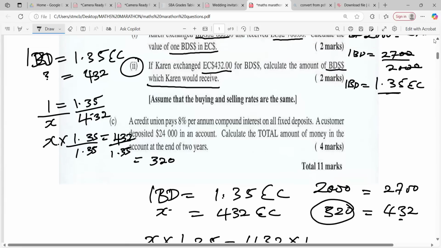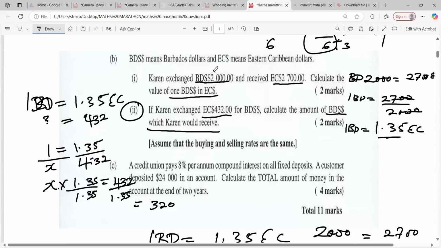All right. It said 1 Barbados. They gave us this from the beginning: 2,000 Barbados dollars will give you Eastern Caribbean 27. So we worked it out, and they say find 1 Barbados dollar in Eastern Caribbean. After we worked it out, we found that 1 Barbados dollar is equal to $1.35 in Eastern Caribbean. So they are asking what would 432 Eastern Caribbean be in Barbados dollars.